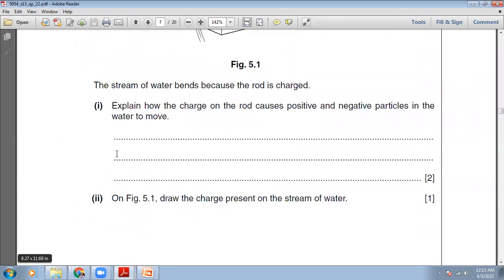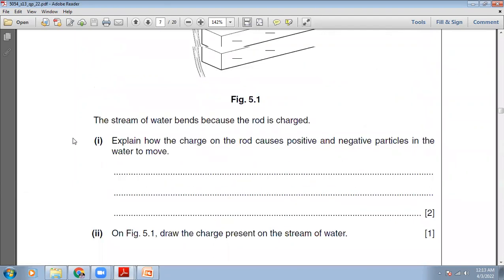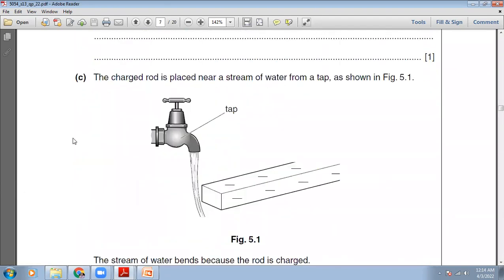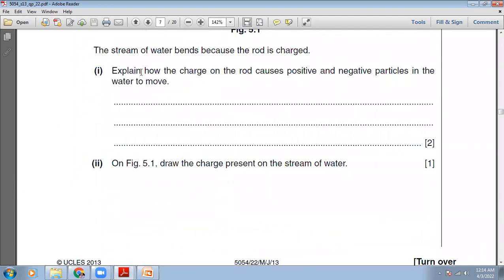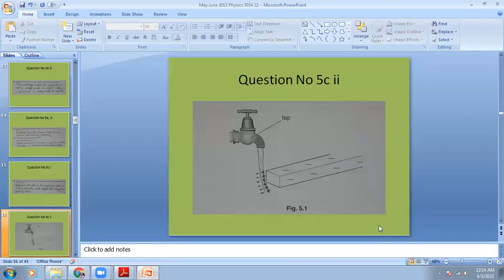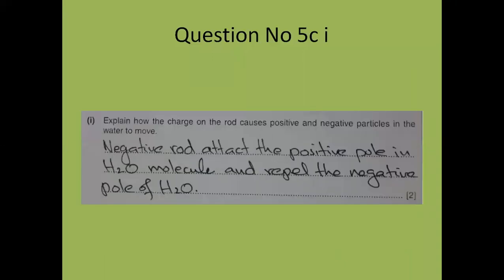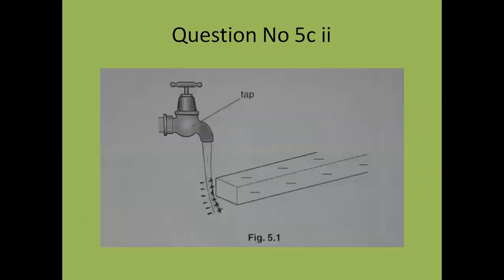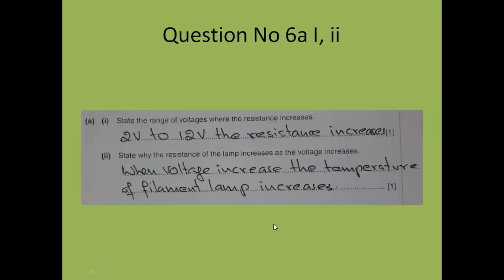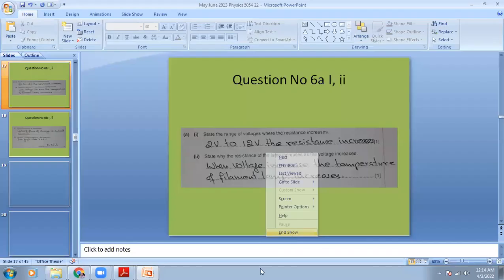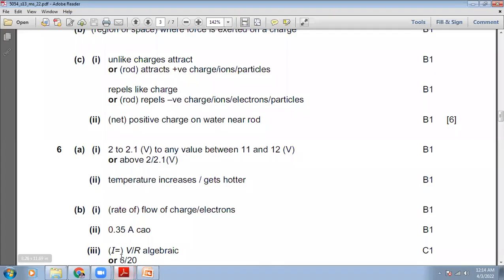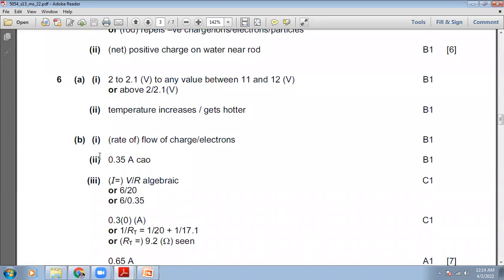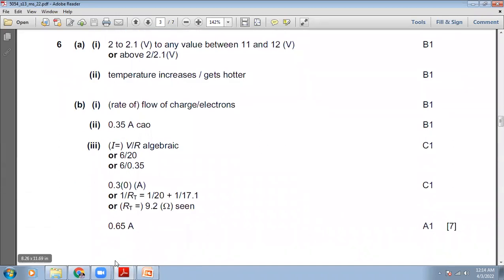I think we have missed the first part of C. So I have shown you its answer. I hope I have shown you. Yeah, we have discussed it. We're going to question number 6.